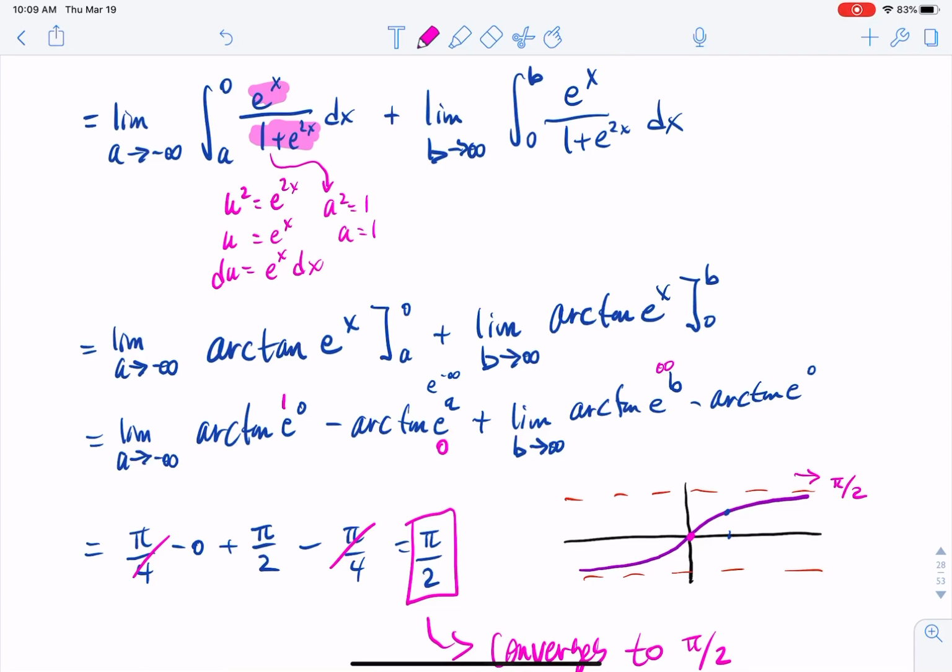In the next video, we're going to take a look at the ones that are not quite so obvious, where you have some sort of asymptote involved, and you still have to turn it into a limit.